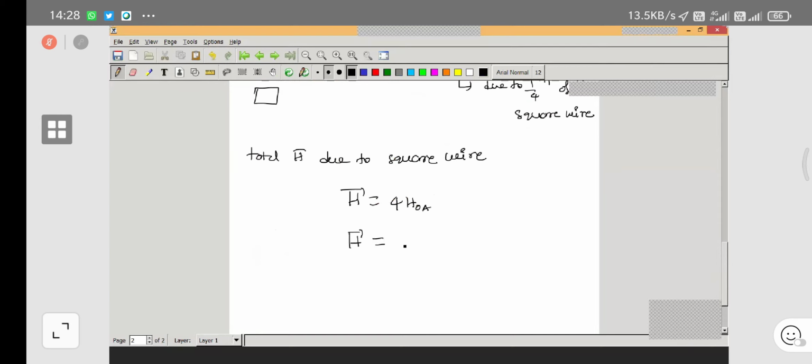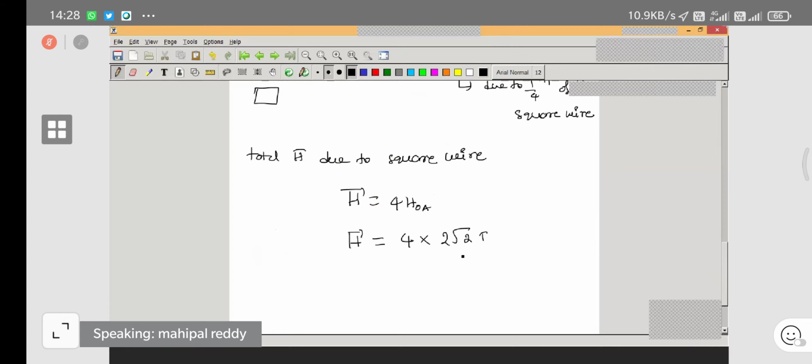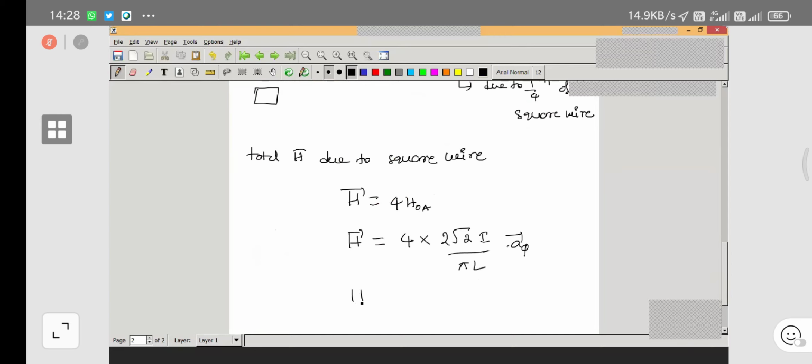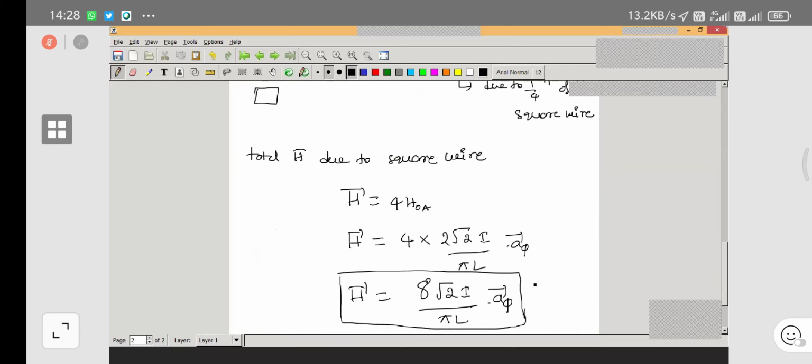It is equal to 4 into what is the H_AB? 2 root 2 I by pi L, 2 root 2 I by pi L in the direction of a_phi. So the magnetic field intensity H is equal to 4 times that, 8 root 2 I by pi L, unit vector a_phi. Just keep it in your mind. This is very important.